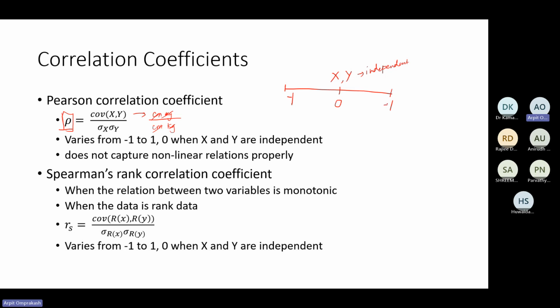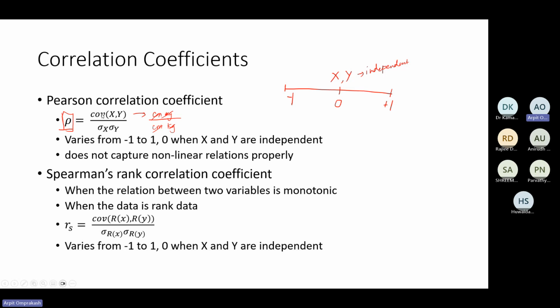And it is +1 in an ideal scenario when they have perfect linear correspondence. So as much as y is increasing, x is also increasing, or as much as x is increasing, y is also increasing. And -1 when they have perfect negative linear correlation. So basically, which means if x is increasing by 1 unit, y is decreasing by 1 unit.